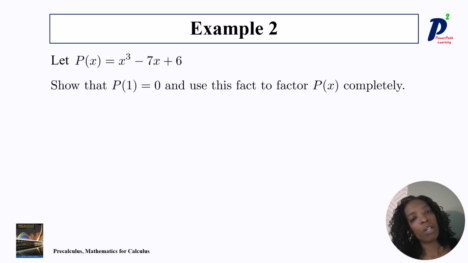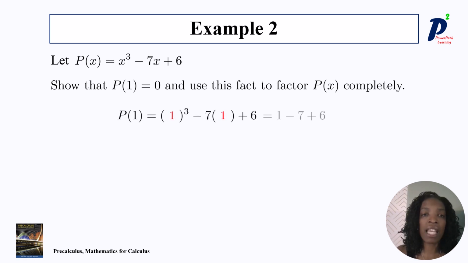So we have a polynomial, p of x equals x to the third minus 7x plus 6. And we need to show, first of all, that p of 1 is equal to 0. And then we're going to use that fact to factor p of x completely. So first, to show that p of 1 is 0, all we have to do is substitute 1 in for our x's. Okay, done.